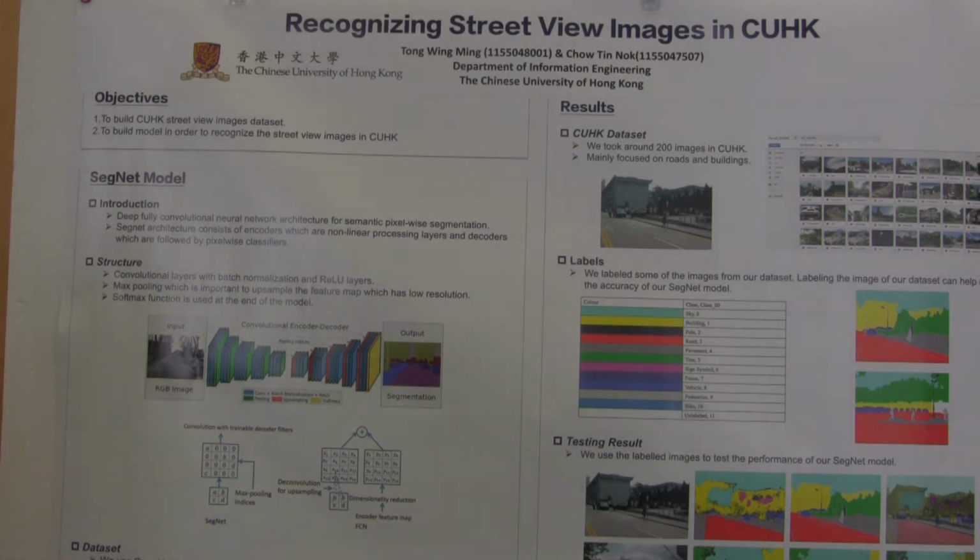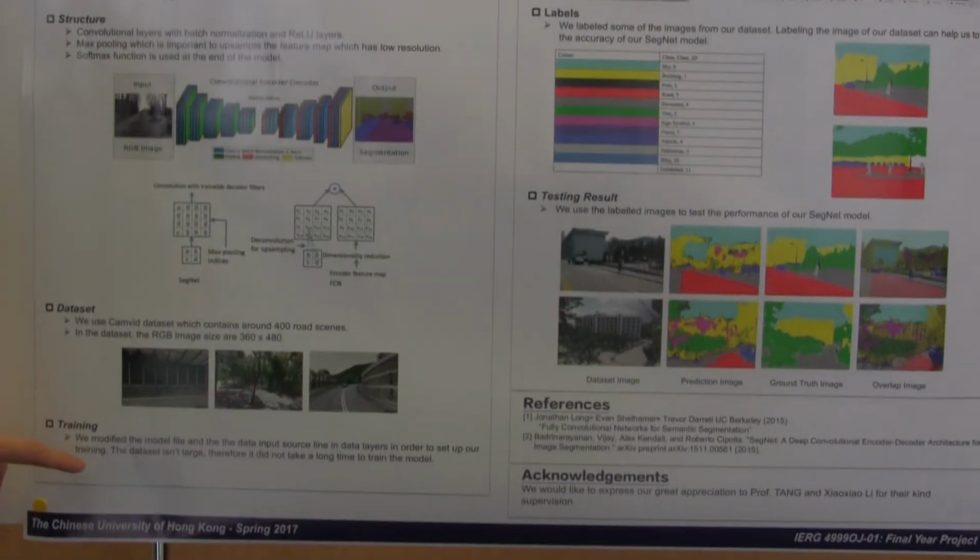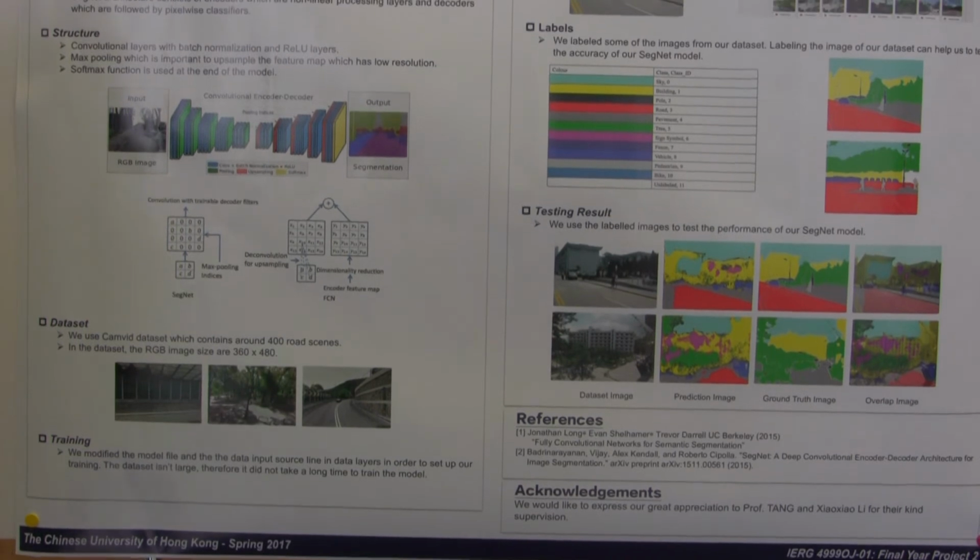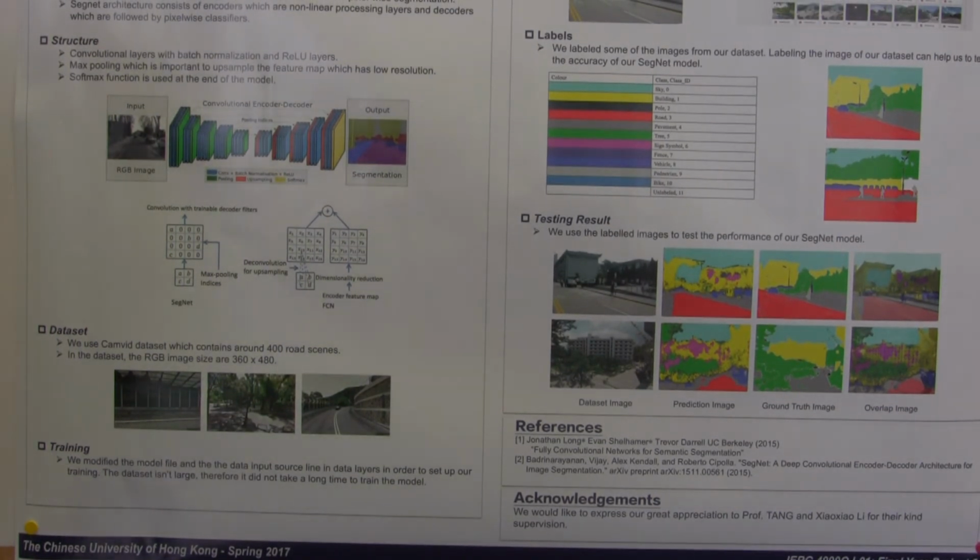And we choose to use the CamVid dataset, which contains around 400 road scenes. In the dataset, the RGB image size is 360 times 480. After that, we use this dataset in our model to train our model. We modify the model file and the data input source line in the data layers in order to set up our training. The dataset isn't large, therefore it didn't take a long time to train the model. We took around 7 to 8 hours to train it.